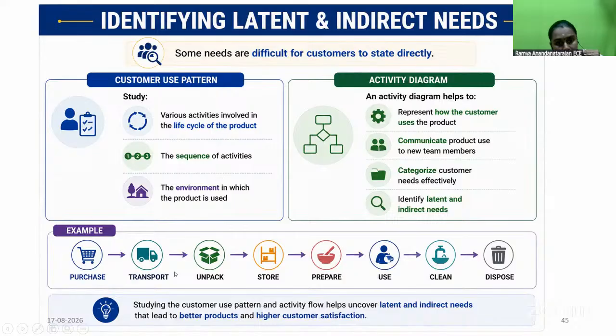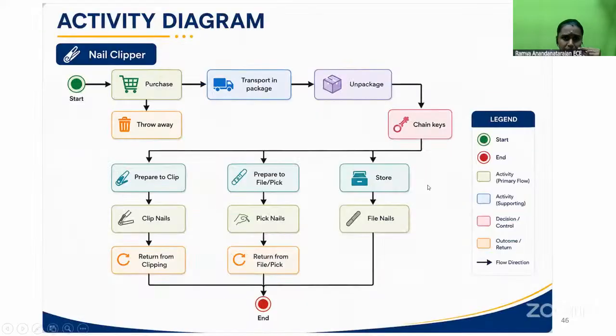So you have to consider the purchase, transport, unpacking, how he is storing it, how he is using it. All that should be studied. Right from purchase to disposal should be studied. So studying the customer use pattern and activity flow helps uncover latent and indirect needs that lead to better products and higher customer satisfaction. So here's an activity diagram.